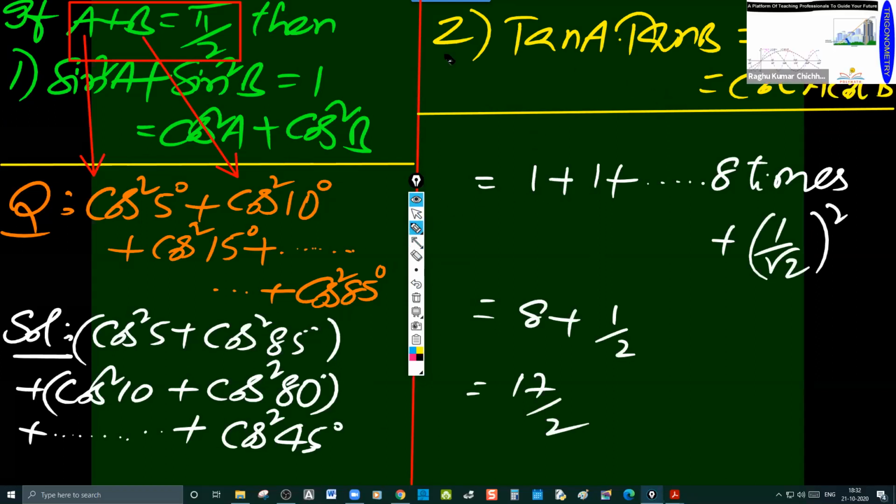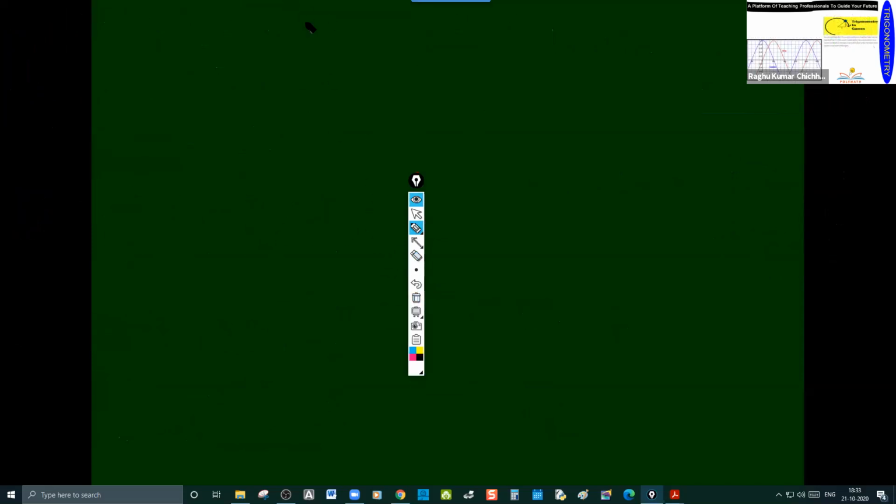Now we're going for tan. See this, this is also interesting. Here you have square and summation, but here you have the product. Find the difference. Now let me write that separately. If A plus B is equal to pi by 2, same results.